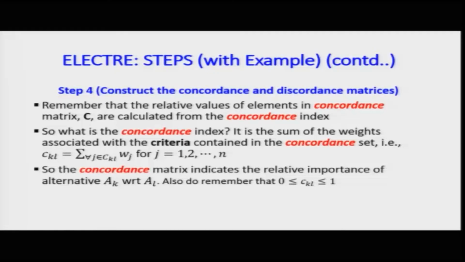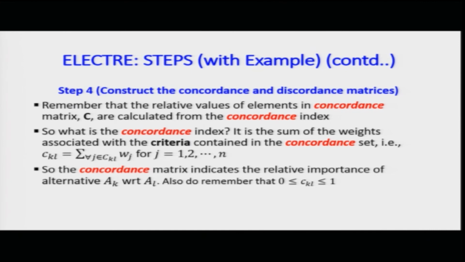Now, you will basically need to find out the concordance matrix and discordant matrix based on the indices. Remember that the relative values of the elements in the concordance matrix C, that is why it is bold, are calculated based on the concordance index. So, what is the concordance index?